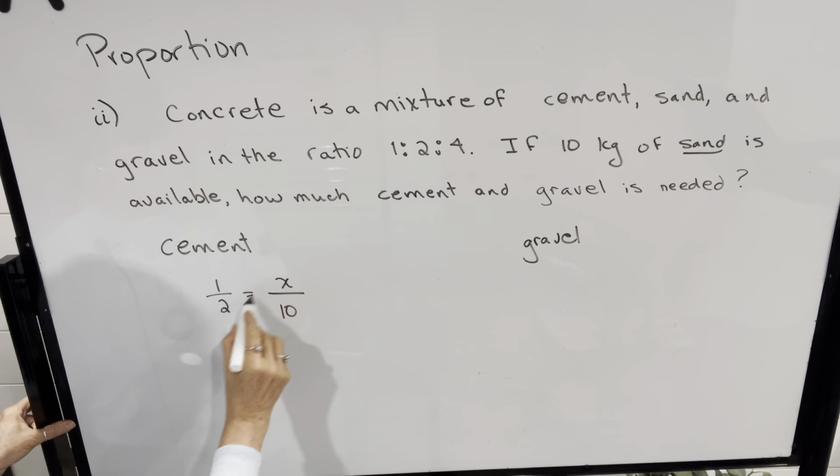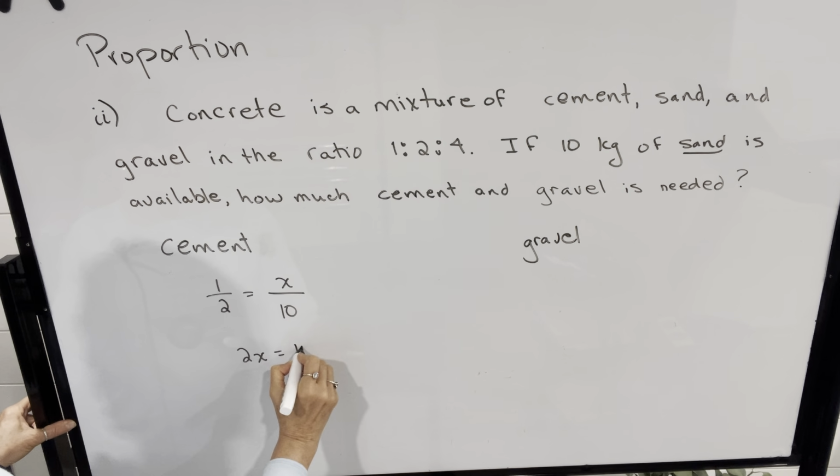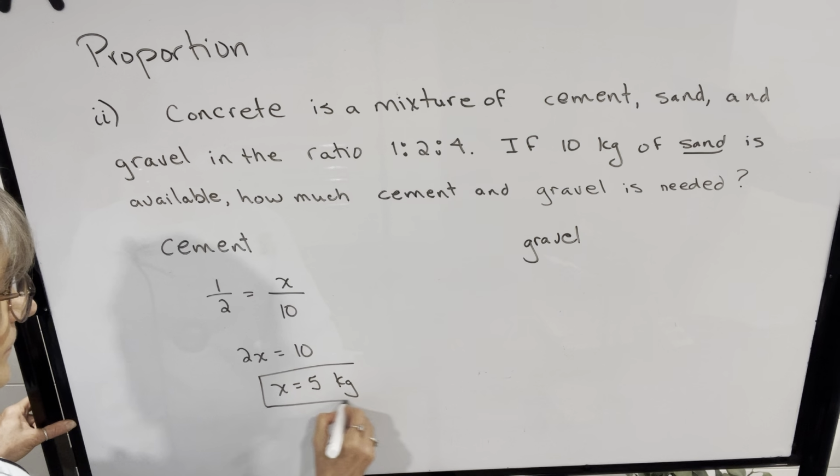I'm going to cross multiply. So 2 times x will equal 1 times 10. Divide both sides by 2, and I would need 5 kilograms of cement.